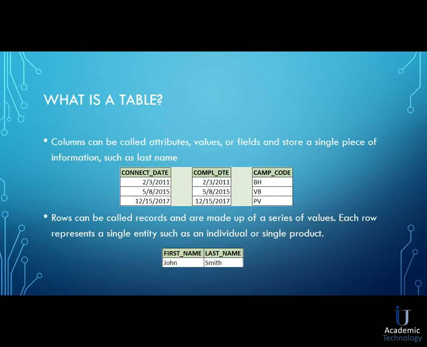So continuing along those lines, let's talk about rows and columns. Columns can be called attributes, values, or fields, and store a single piece of information. So the connect date stores just the date that the customer was connected. It doesn't store any other information, the phone number or anything else. Complete date stores when the order was complete and nothing else. The first name and the last name, again, only store what's in there.